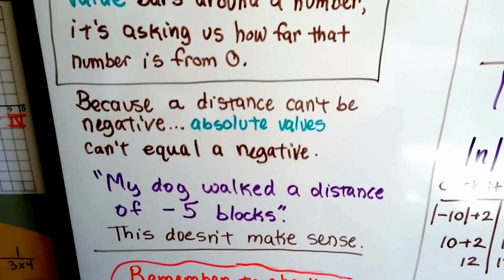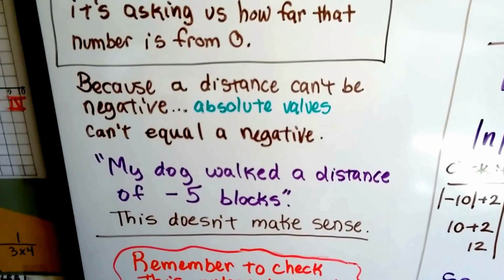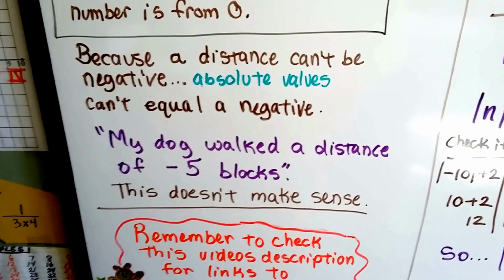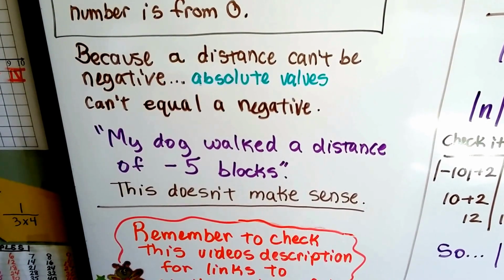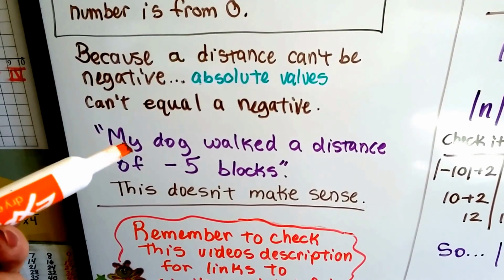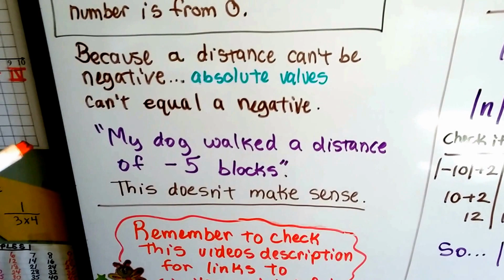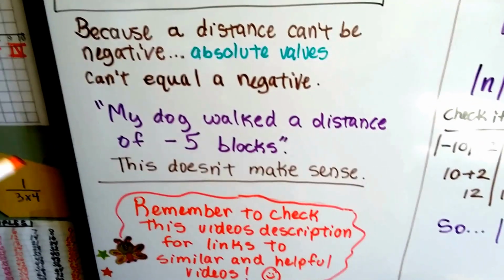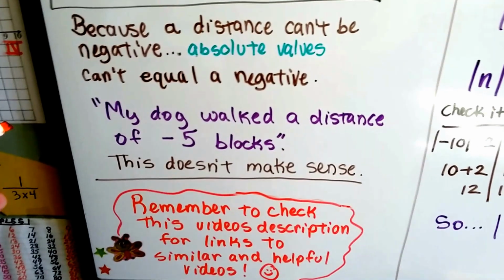So because a distance can't be negative, absolute values can't equal a negative. If I said my dog walked a distance of negative 5 blocks, it doesn't make any sense because even if he walked backwards, he still went 5 blocks, right? He'd have to go in a black hole to go into a negative distance, right?